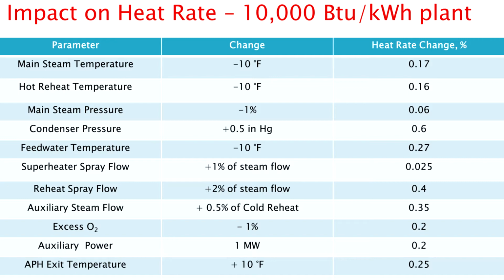Superheated spray flow, not that big. Reheat spray flow, very important, 0.4%. Auxiliary steam flow, this is steam flow that you use to run pumps, to run the soot blowers, to clean the boiler wall so you can get good heat transfer, because coal has ash and it slags up and it prevents heat transfer. That's about 0.35. Excess oxygen, 1% lower, which is about 5% in excess air, is 0.2.